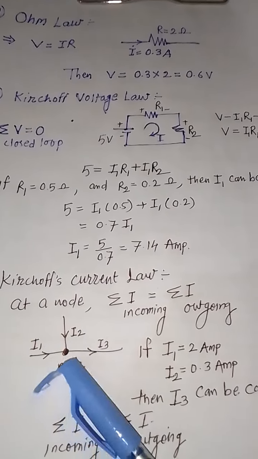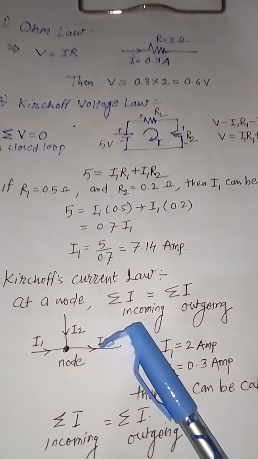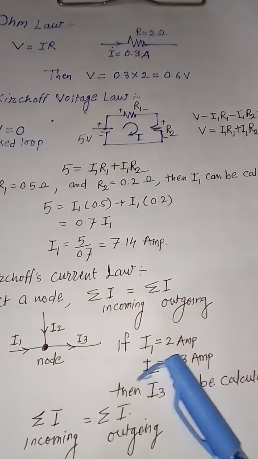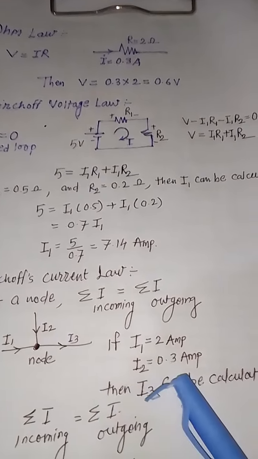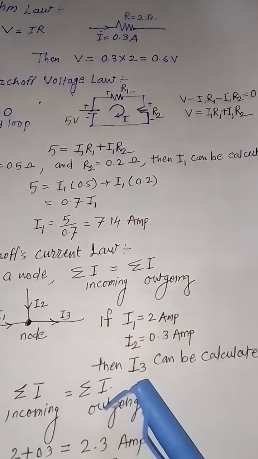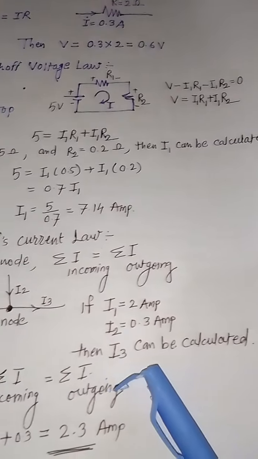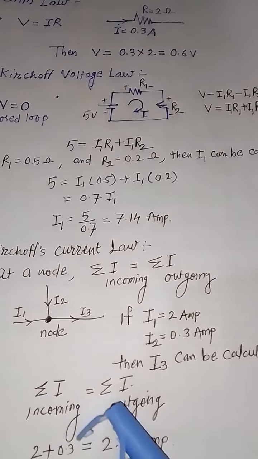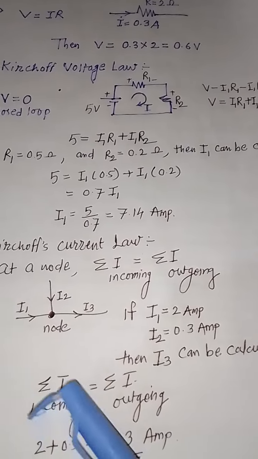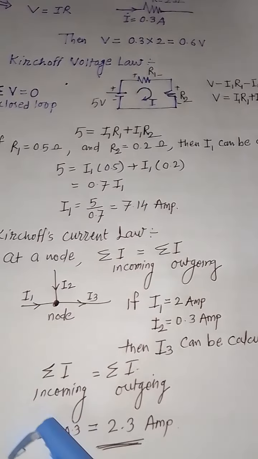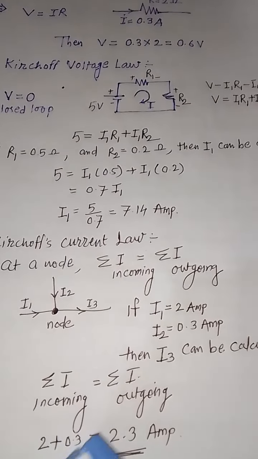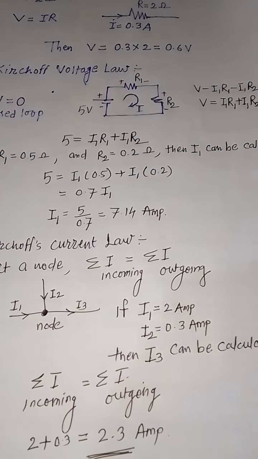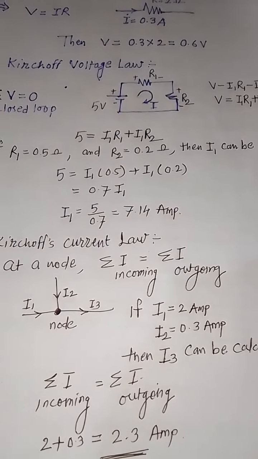At this node, summation of incoming current is equal to summation of outgoing current. If I1 is 2 ampere and I2 is 0.3 ampere, then I3 can be calculated. So summation of I incoming is equal to summation of I outgoing. Summation of I incoming means I1 plus I2, 2 plus 0.3. Summation of outgoing is 2.3 ampere. Thank you.